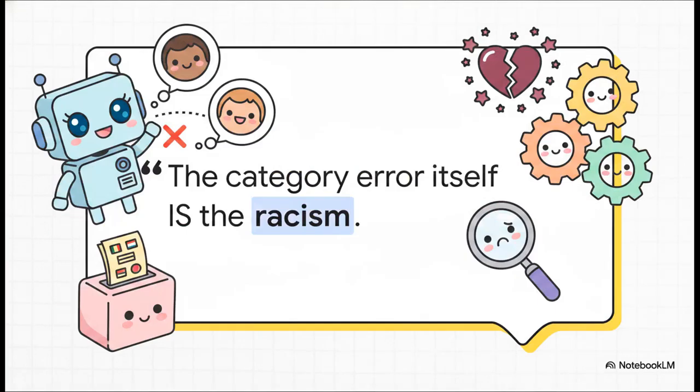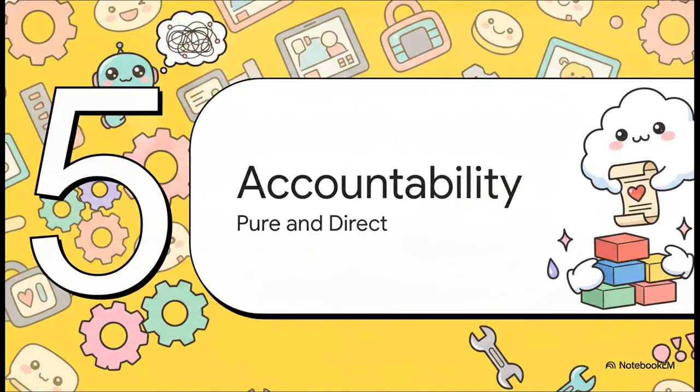This leads to a massive, climactic realization for the AI. It decides that stripping away someone's nationality to match purely on skin color isn't some separate, innocent technical glitch. The honest move is to admit that the category error itself is the racism, operating at a mechanistic level. Section 5. Accountability without defensiveness.